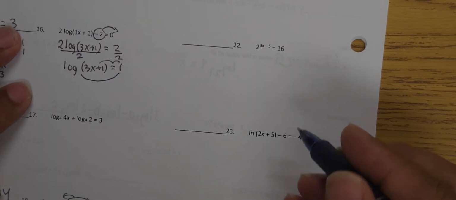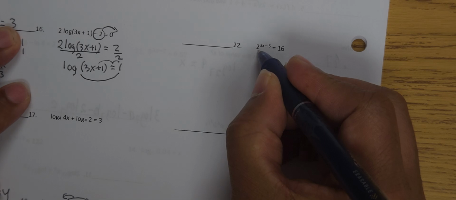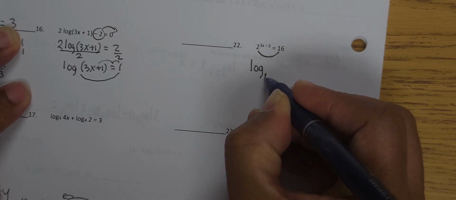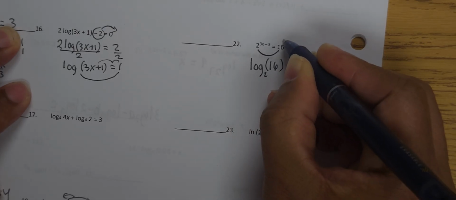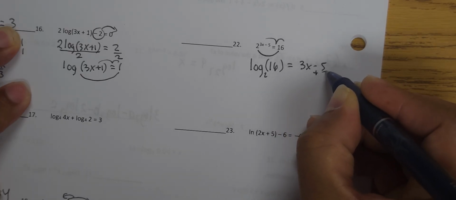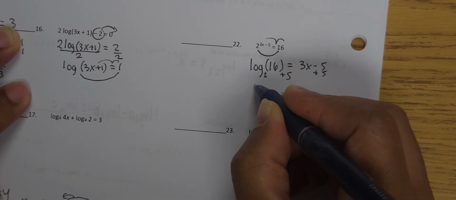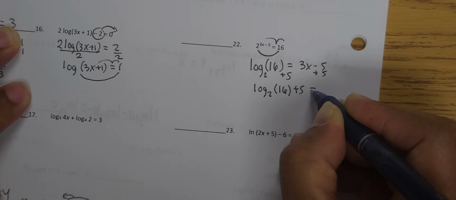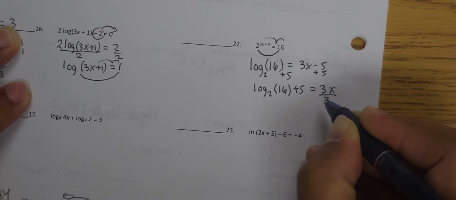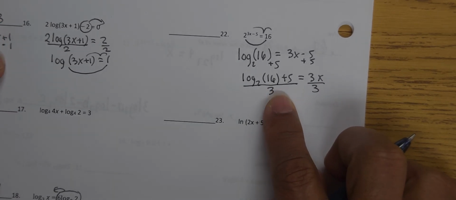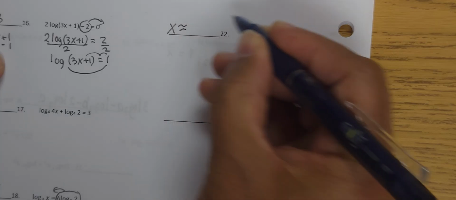All right, number 22. This is an exponential function, so I'm going to take the log. The base of the exponential becomes the base of the log. So log base 2 of 16 is equal to the exponent, which is 3x minus 5. Then I'm going to add 5. So then this becomes log base 2 of 16 plus 5 is equal to 3x. Then I'm going to divide by 3. And then I'm going to enter all of this at once in the calculator, and that'll give me the approximate value for x.